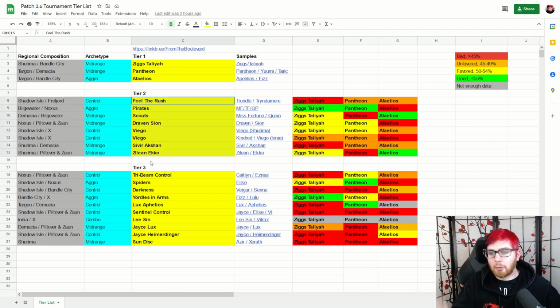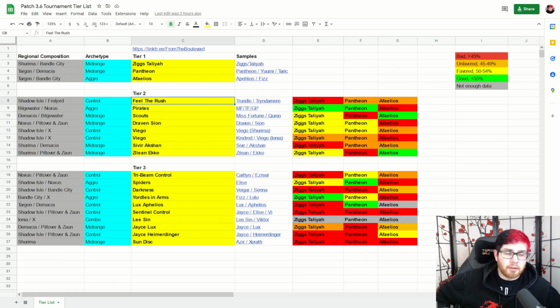So that's kind of what we're looking at in the rest of the field. But for the most part, I'm not going to get too much into how the tier two and three decks interact with each other. That's where you've got to come in and do a little bit of legwork. But if we had to break down what the two decks rounding out the top five are with our big three, I would guess Shurima, Viego, and Draven Scion.